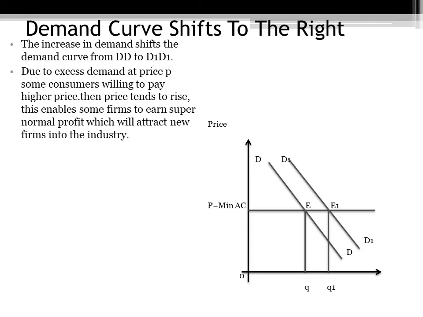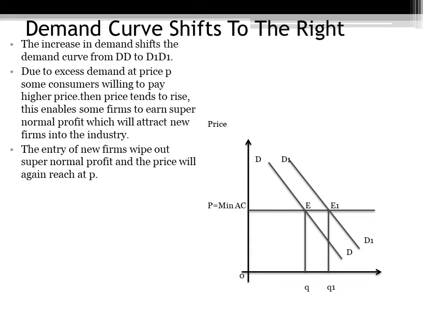Then what happens after their entry? The entry of new firms wipes out supernormal profit and the price will again reach P. Due to the entry of new firms, supply in the market increases. Again, the supernormal profit disappears and price will again reach P. So this is what happens when there is an increase in demand.